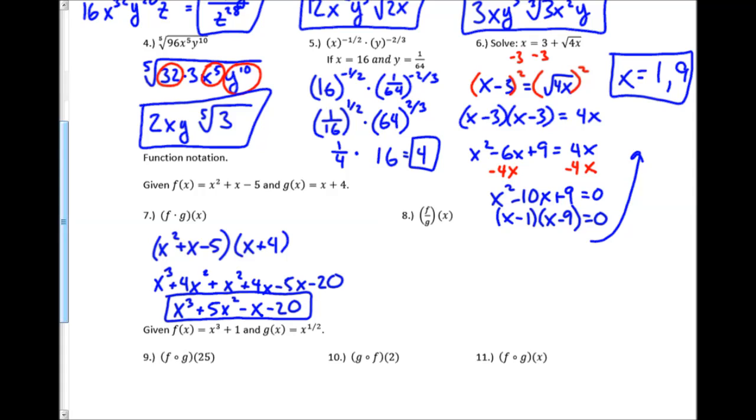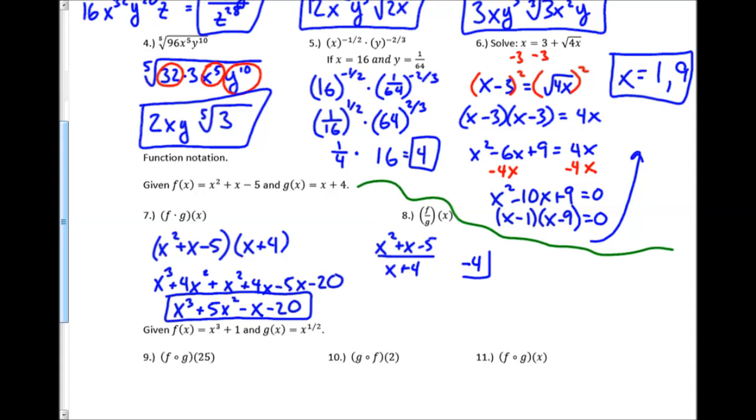In number 8, it's just telling me to divide these two things. So I'm doing x squared plus x minus 5 divided by x plus 4. And to do this division, I'm just going to use synthetic division. So I put the negative 4 inside my box. Remember, it's always the opposite of what's down here. It's like I'm testing the solution.